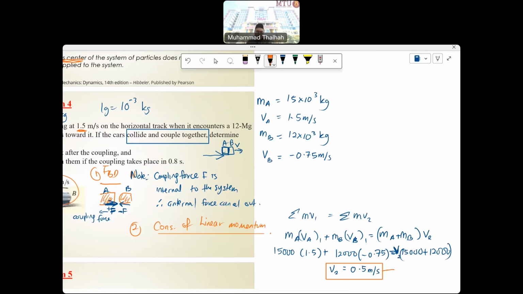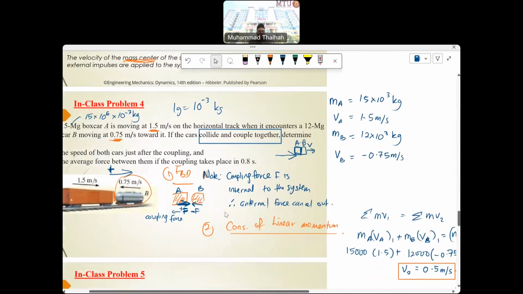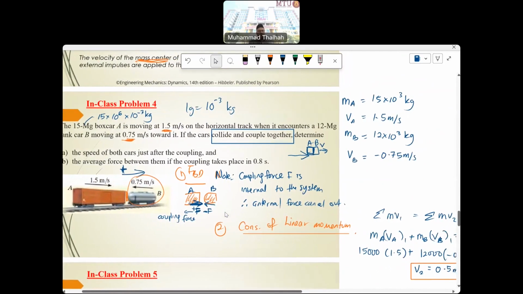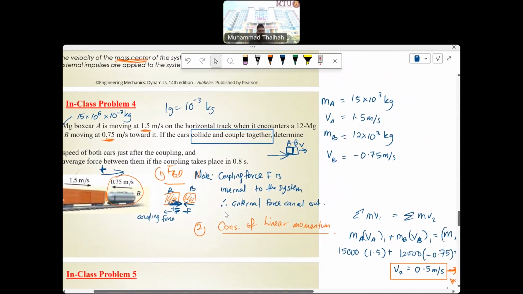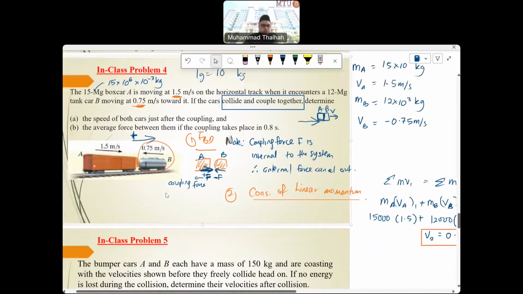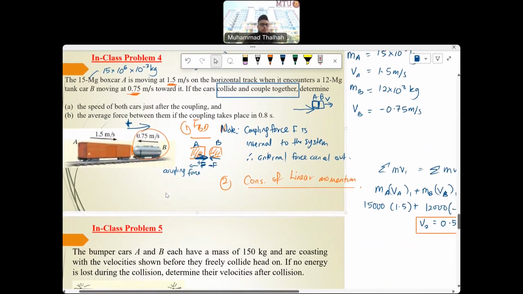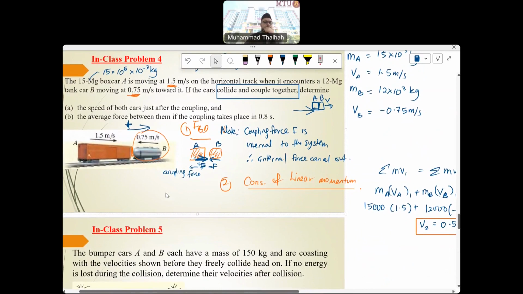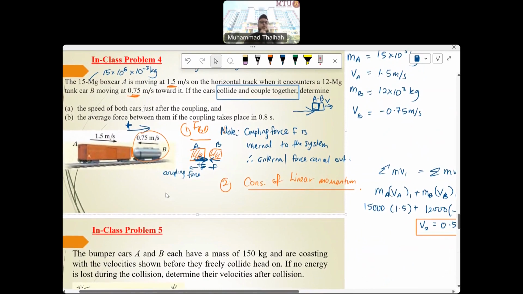And positive sense is in the right direction, towards the right. So that answers the first part of the question: the speed of both cars just after the coupling. The speed of both cars, which is the velocity at time 2, is 0.5 meters per second. Cool. So the first question is done. Now the second question: the average force between them if the coupling takes place in 0.8 seconds.